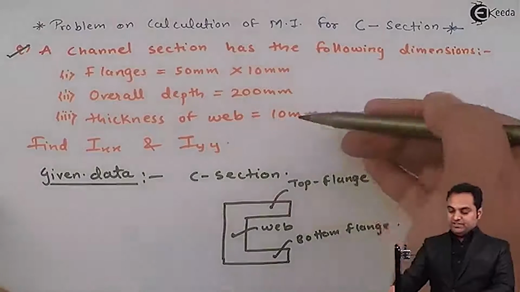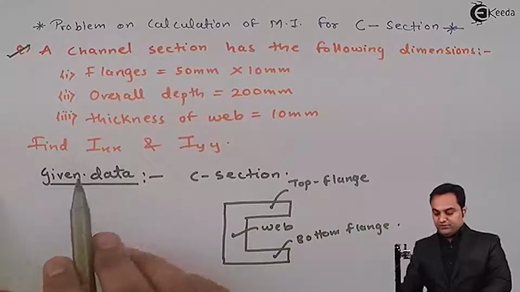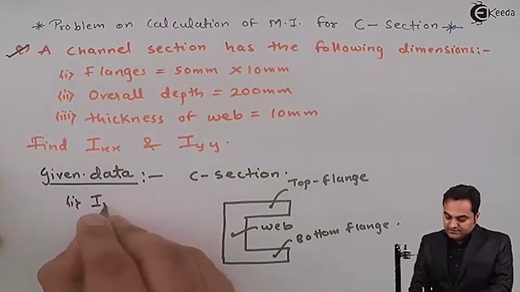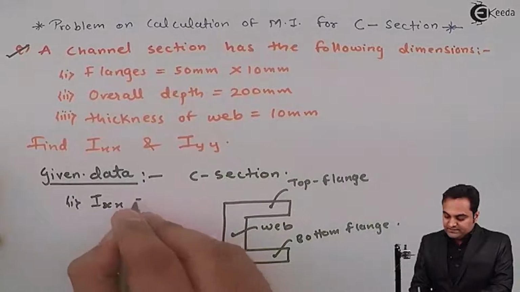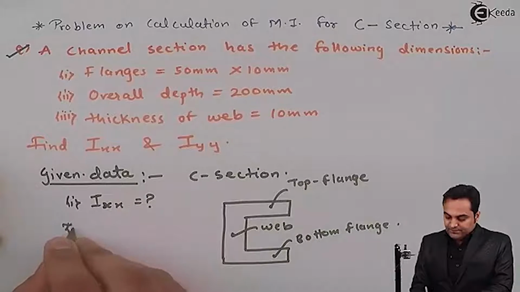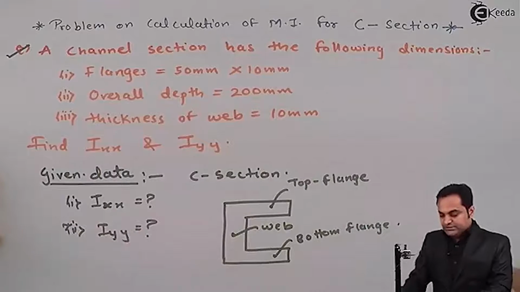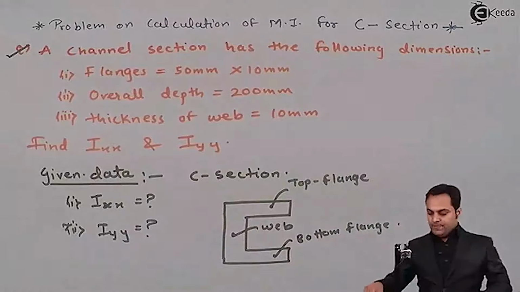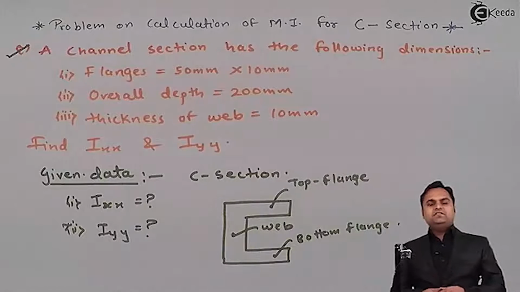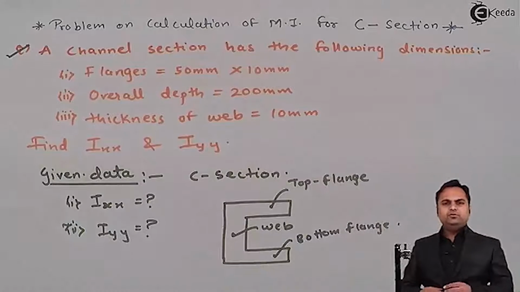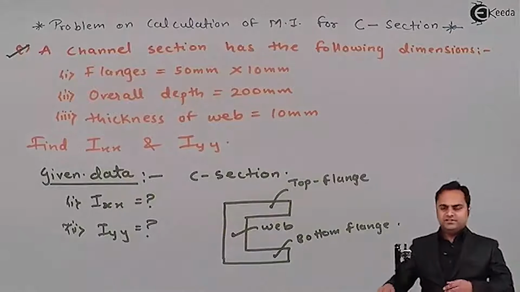Then the dimensions are given to us and the question is to find Ixx and Iyy. Ixx is the moment of inertia about the x-axis. Iyy is the moment of inertia about the y-axis. So this is the question we have in front of us. Now when we are starting the solution, with the help of the dimensions given, we need to draw the diagram first. Let us get started.